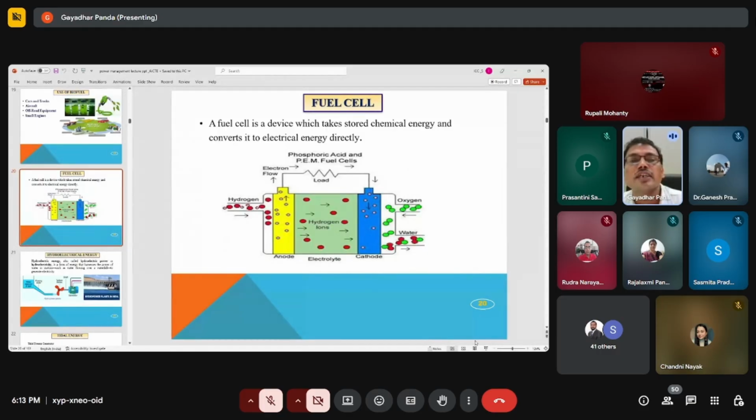This one is a very interesting area, a fuel cell. Fuel cell is a device which takes the stored chemical energy and converts it to the electrical energy directly. Why I am saying that this is a very interesting area? You might have seen a fuel cell based electric vehicle operation, and this is mainly a very stable energy source, you can say, compared to the battery, because once the fuel is available, it acts as a generator kind of thing. That's why it is a more reliable storage device compared to the battery and supercapacitor, but the cost point of view is comparatively high.